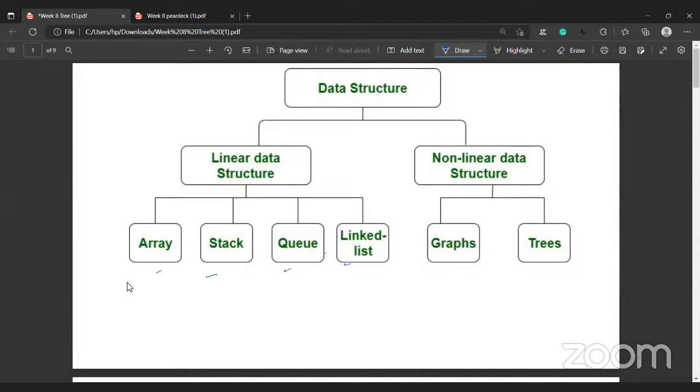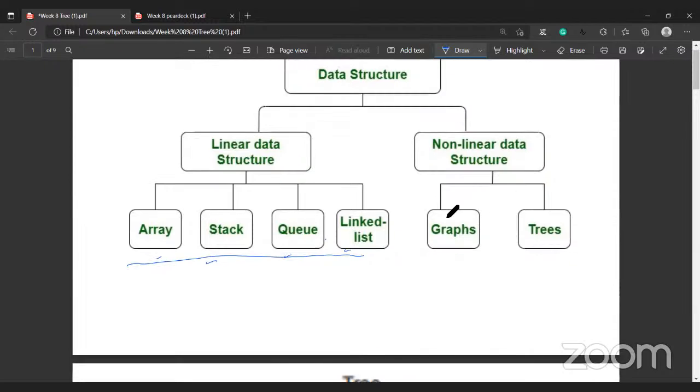So basically in linear data structures, these are the theory part. You can go through it. If you have any doubt, you can ask. And in non-linear structures, there are graphs and tree. So let me start with tree.